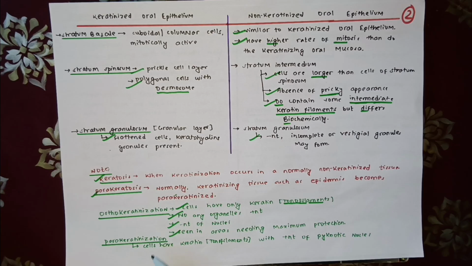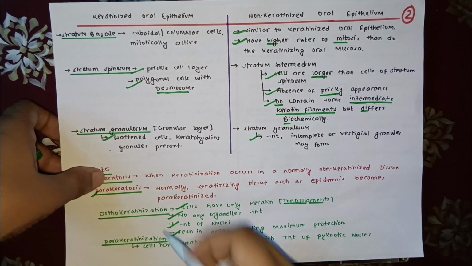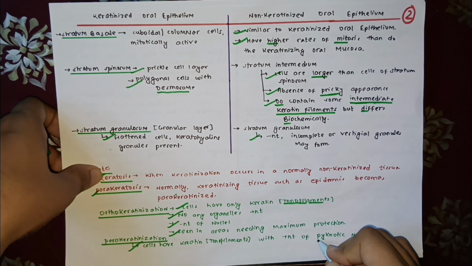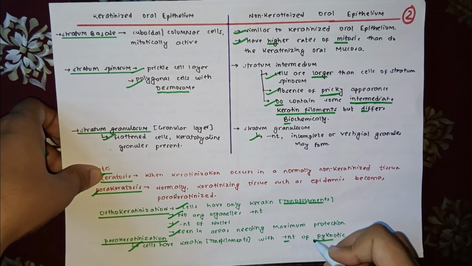In parakeratinization, cells have keratin filaments, but fewer in number than in orthokeratinization, and pycnotic nuclei are present there. So pycnotic nuclei are important here to remember.